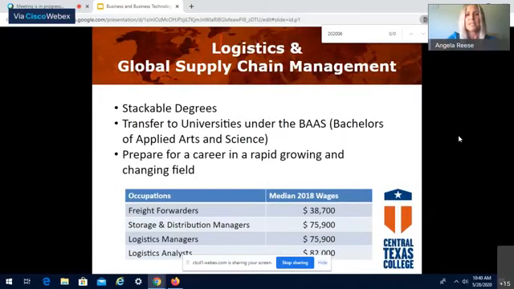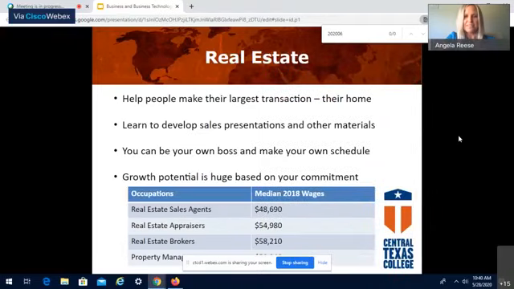Another area in our department is going to be logistics and global supply chain management. This is one of our newest degree programs that we have in the business department. So if you are interested in this type of area, and even working with exports and imports, if you're interested in behind the scenes and making sure that the product gets from point A to point B to the consumer, this might be an area that is exciting and again is rapidly growing, that you might find of interest.